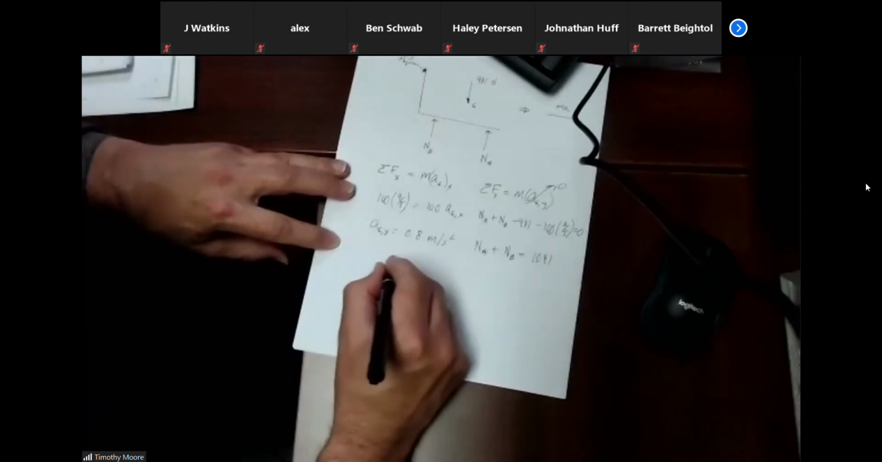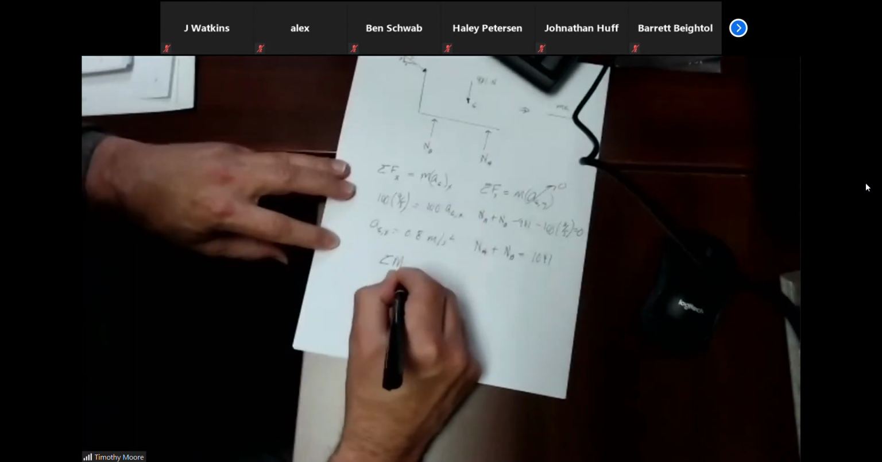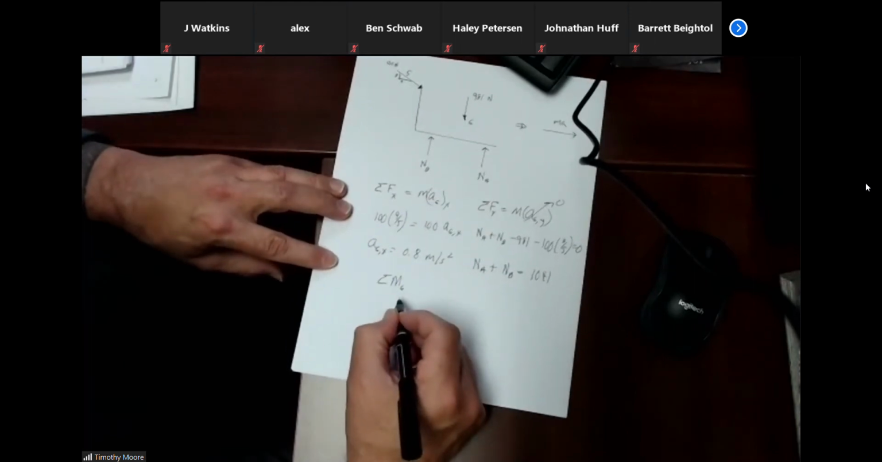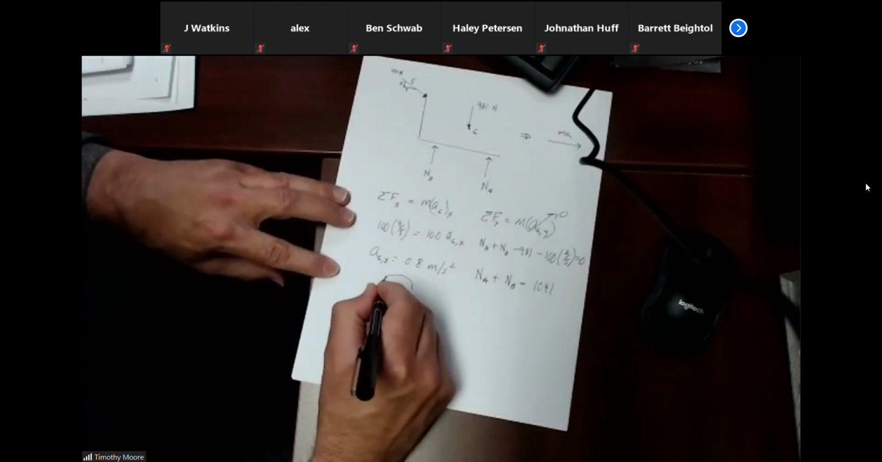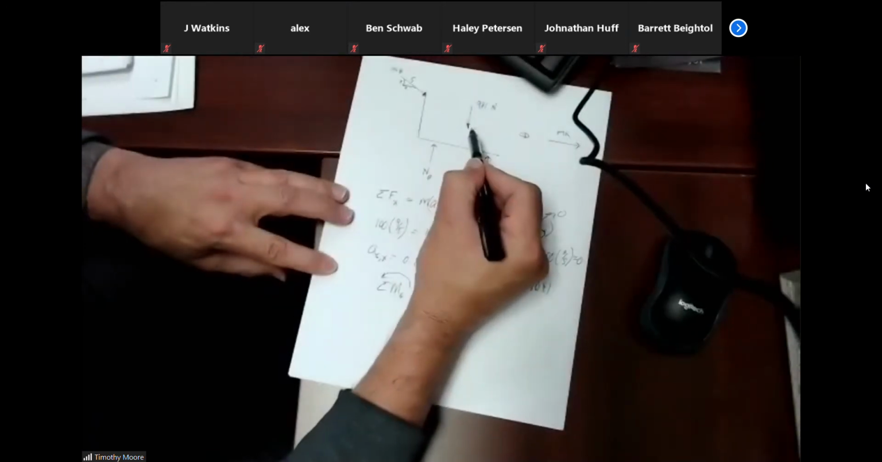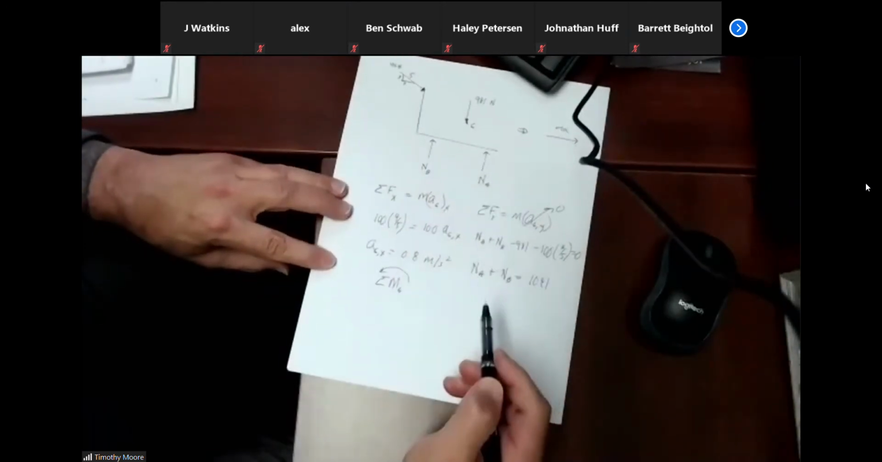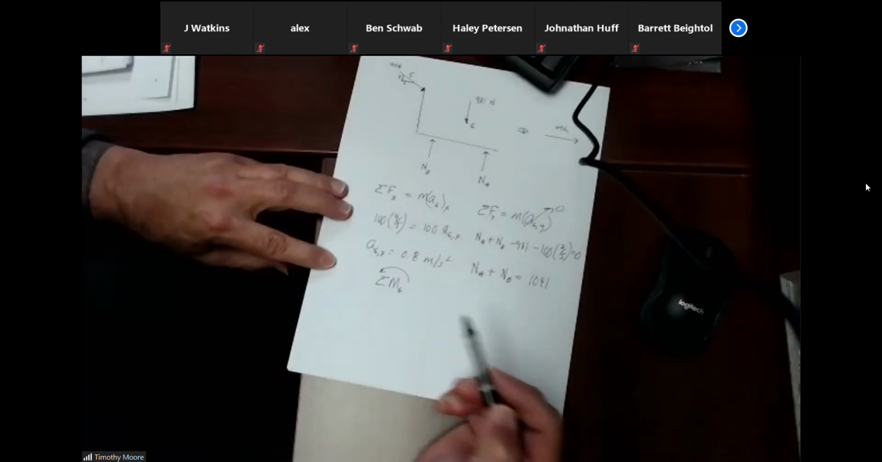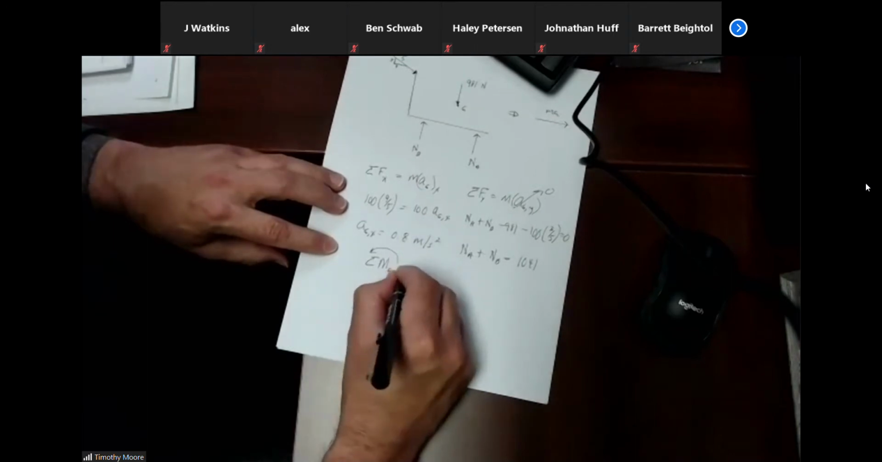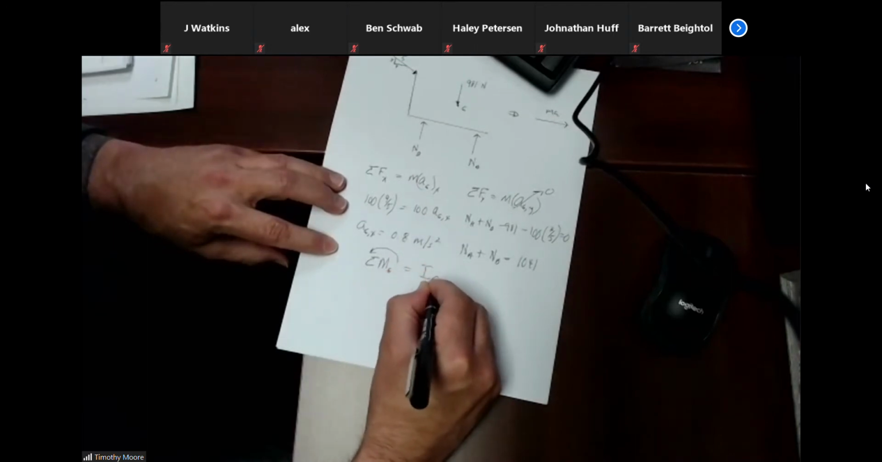So therefore, if we sum the moments about point G, we're going to sum the moments about the center of mass. And when we sum the moments about the center of mass, we're going to assume this direction to be positive. And so when we sum the moments about the center of mass, this 981 Newton force has no moment about that point. So this is equal to the mass moment of inertia about point G.